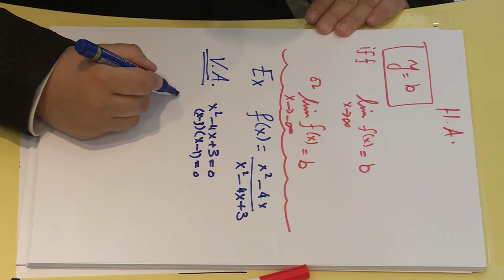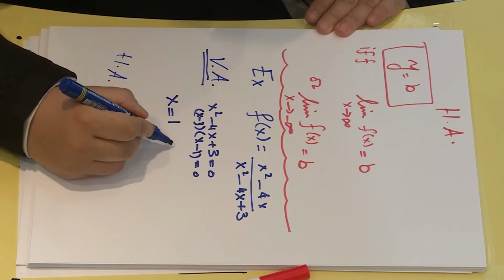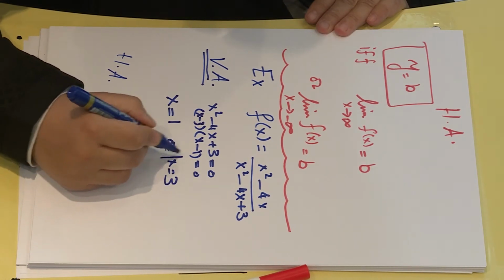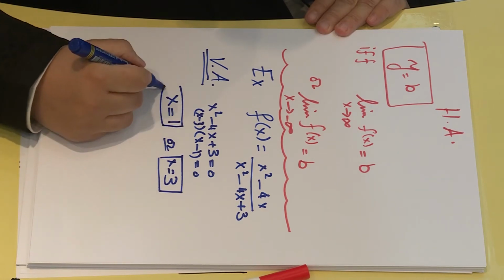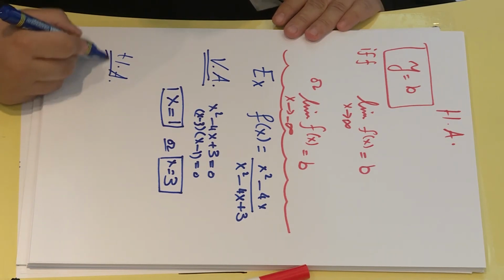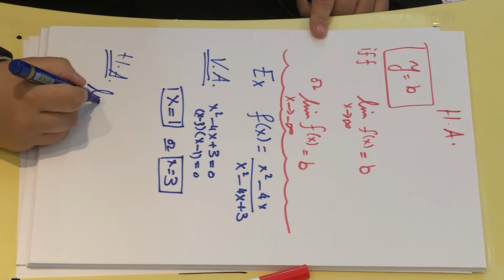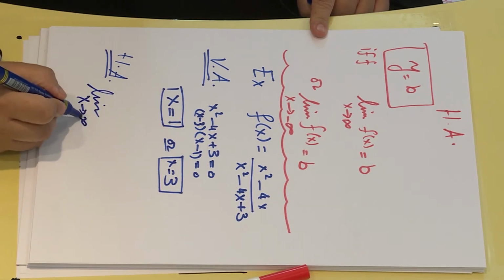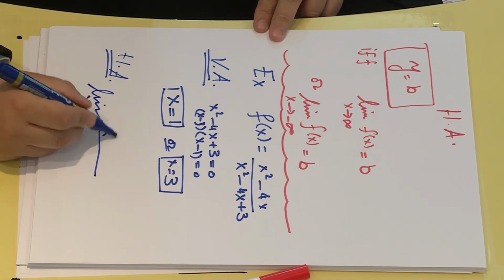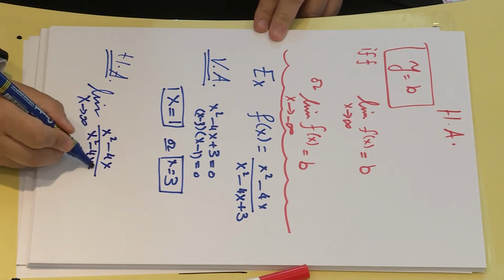So from here we have the zeros of the denominator to be x equals 1 and x equals 3. So these will be the vertical asymptotes. What about the horizontal asymptotes? For the horizontal asymptotes, as we discussed above, we have to take the limit as x goes to infinity of the given rational function, x squared minus 4x divided by x squared minus 4x plus 3.